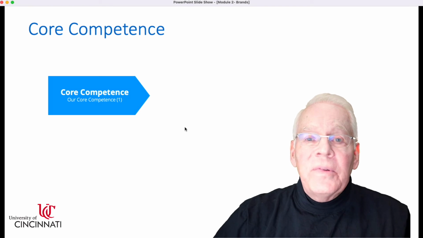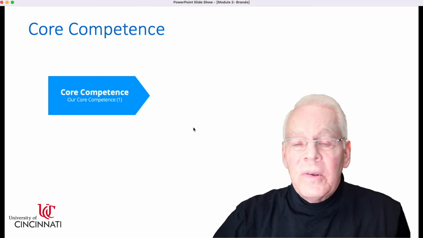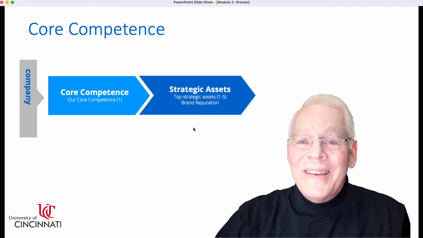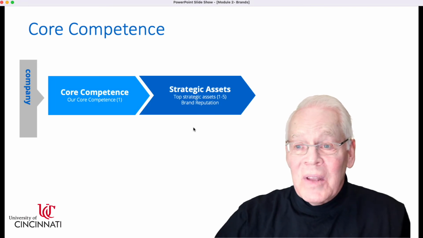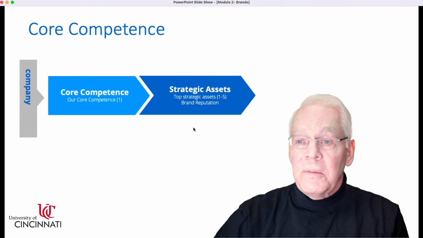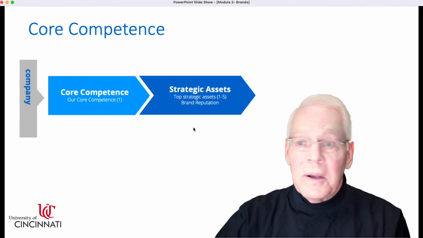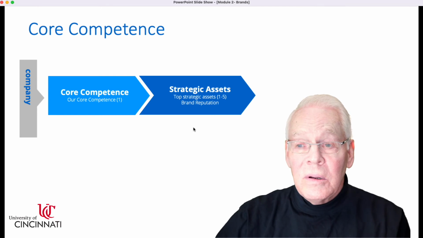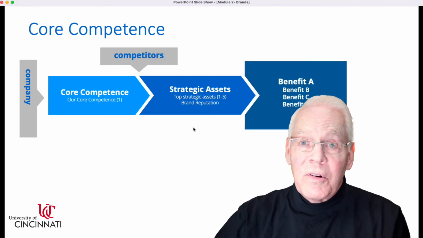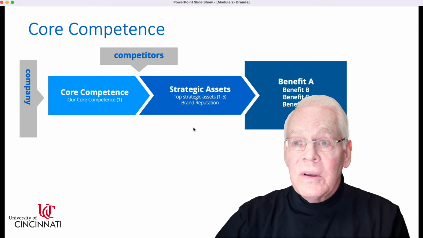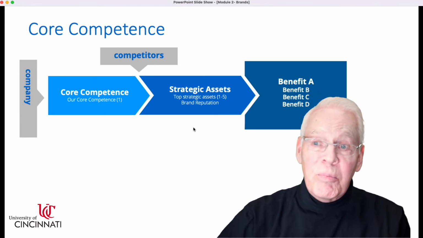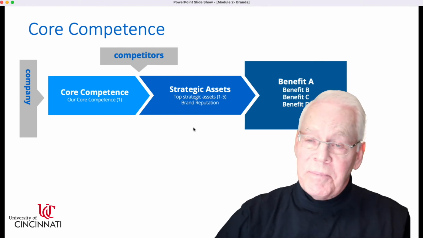A company has these competencies, and they use those skills then to create strategic assets. Assets could be physical assets that you can touch, or they could be intangible assets like a brand reputation. And those assets then are used by the company to create benefits for the customer, benefit A, B, C, D, and E, especially the primary benefit, benefit A.